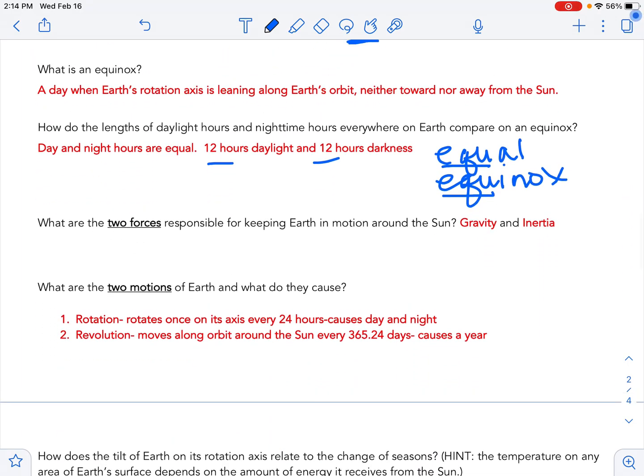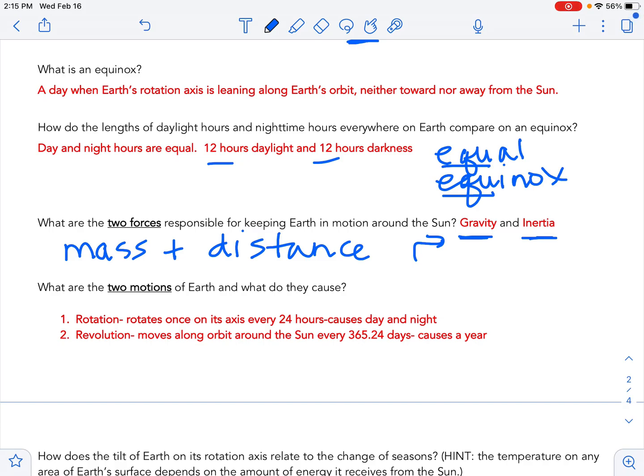So what are the two forces responsible for keeping Earth in motion around the sun? Gravity and inertia. Inertia: once in motion, stays in motion. So inertia keeps us moving, and gravity prevents us from moving in a straight line out into interstellar space. So the two factors that affect gravity are mass and distance between objects. That's what affects gravity. Okay, the two motions of the Earth, and what do they cause?